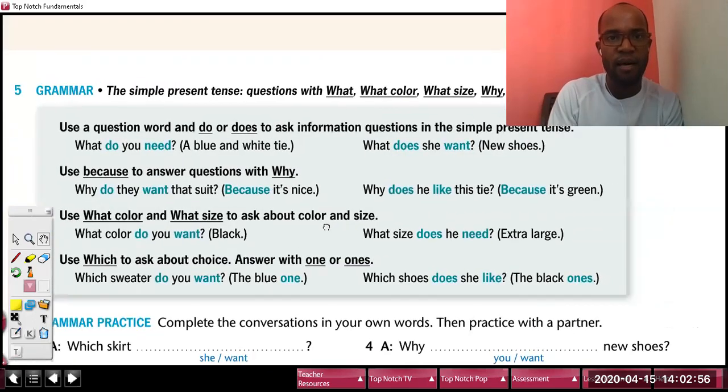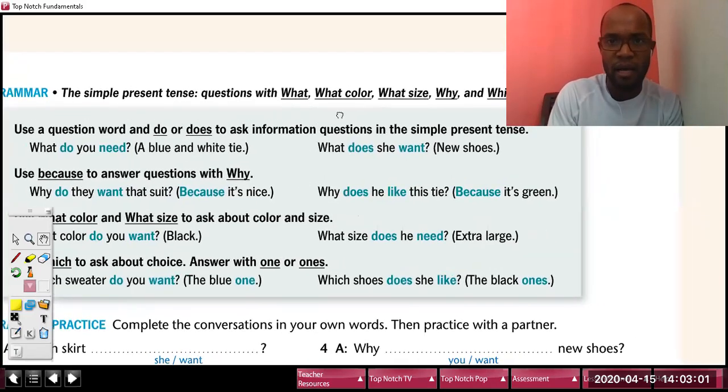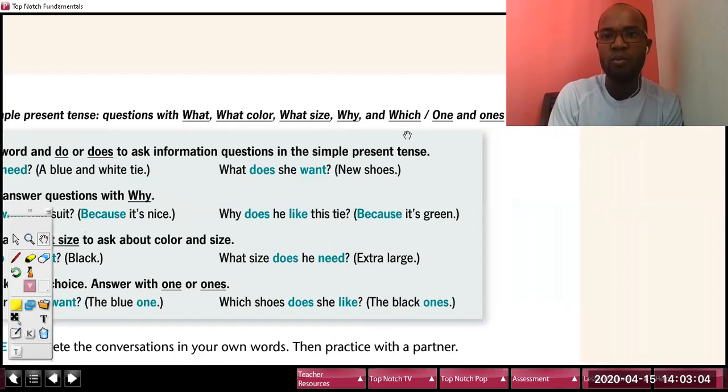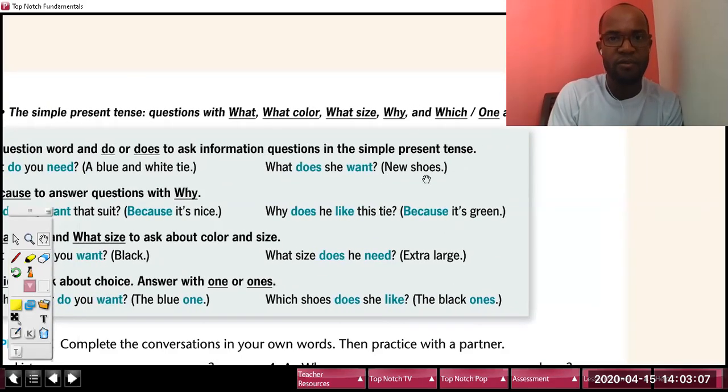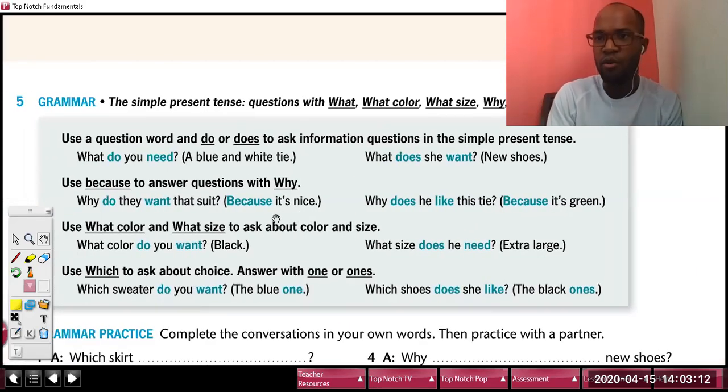Now guys, let's talk about the present tense questions with what color, what size, why, which one, etc. Before, we have seen the use of yes, no questions. Yes, no questions is when you want to receive a yes or no answer. For that, so far we have seen the verb to be, like, are you Dominican? Are you American? Are you a teacher? And with the auxiliary do and does, like, do you have money? Yes or no?